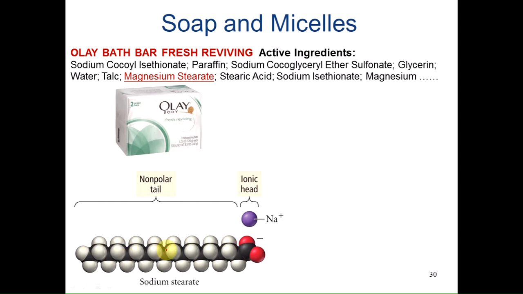But at this end of the molecule, you've got a carbon-oxygen double bond, and you've got a carbon-oxygen bond here with a negative charge. So at this end, you've got this ionic head. So you've got these two parts of the soap molecule that have very different components. You have the nonpolar end and the ionic end.